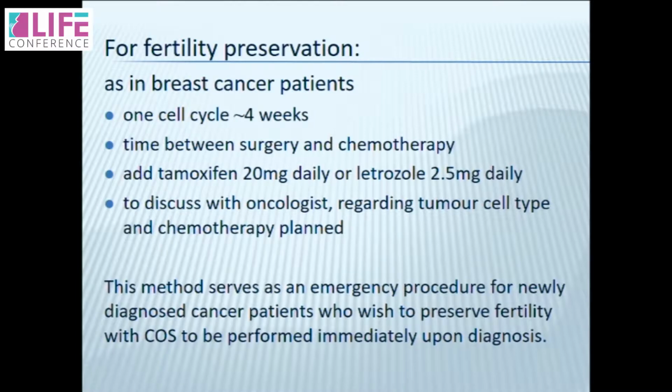For fertility preservation, let's expand this a little bit more. As in breast cancer patients, one cycle is about 4 weeks, and that would usually be the time between the surgery and the chemotherapy. One may consider adding tamoxifen or letrozole for protection, but better if we discuss with the oncologist regarding the tumor cell type and the chemotherapy planned. Now, this method serves as an emergency procedure for newly diagnosed cancer patients who wish to preserve fertility, with COS to be performed immediately upon diagnosis.